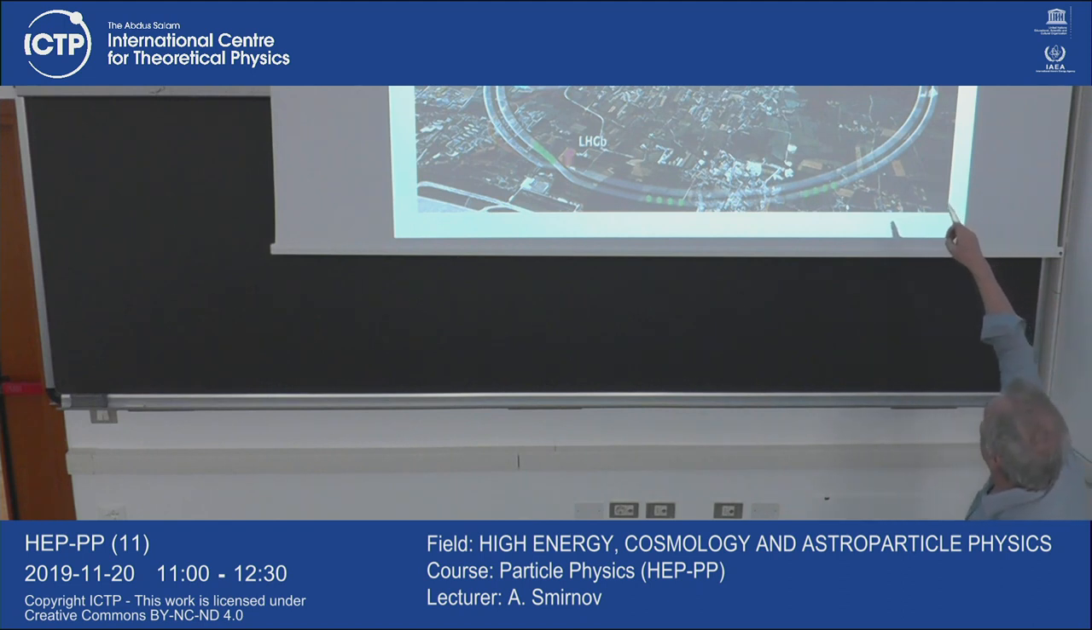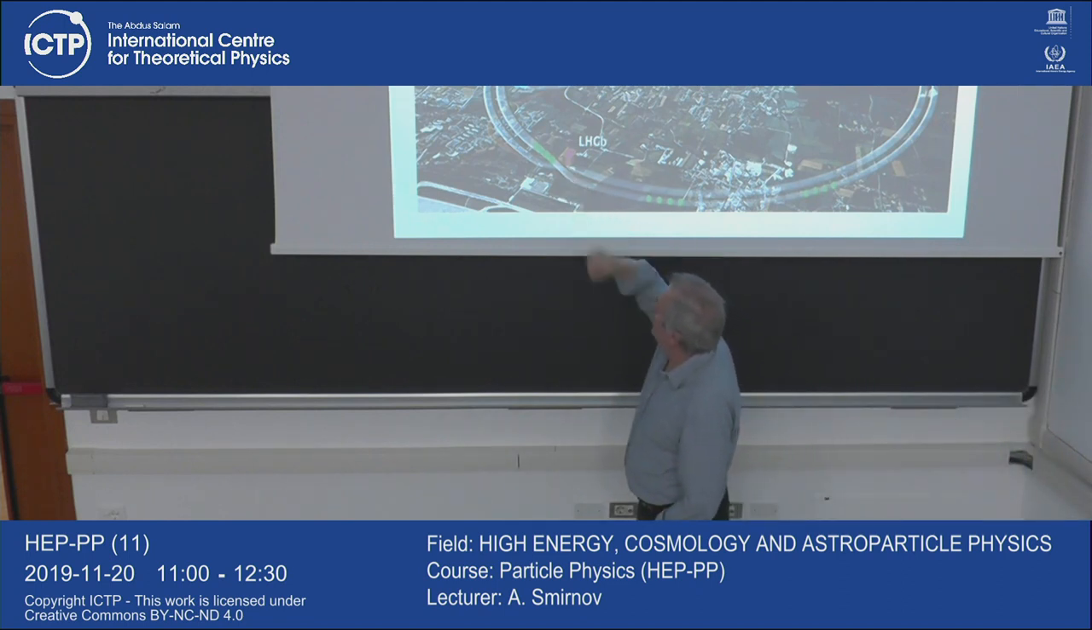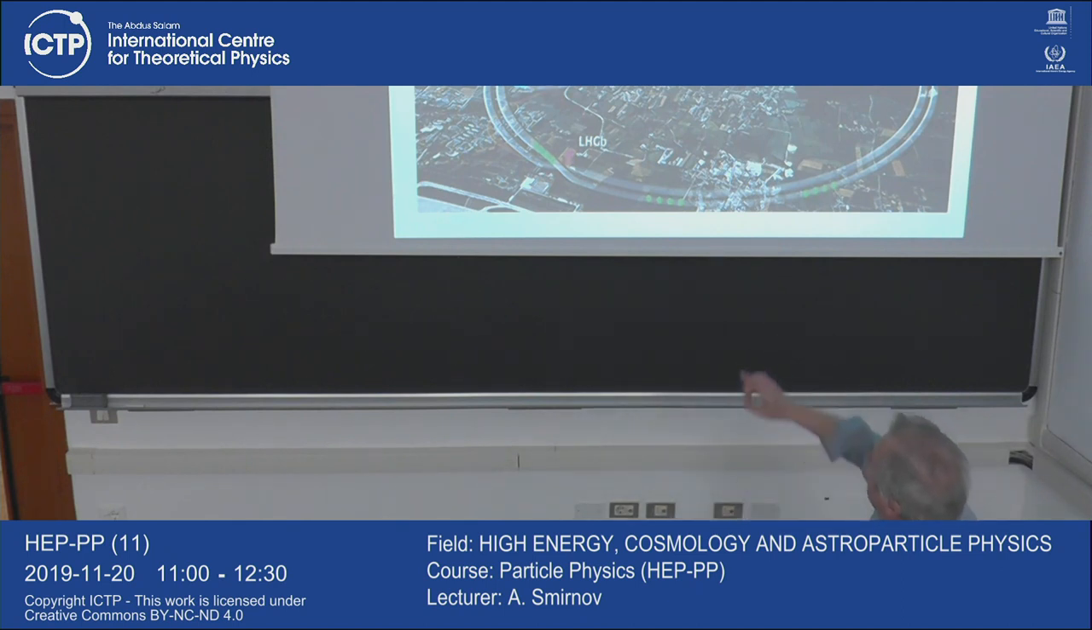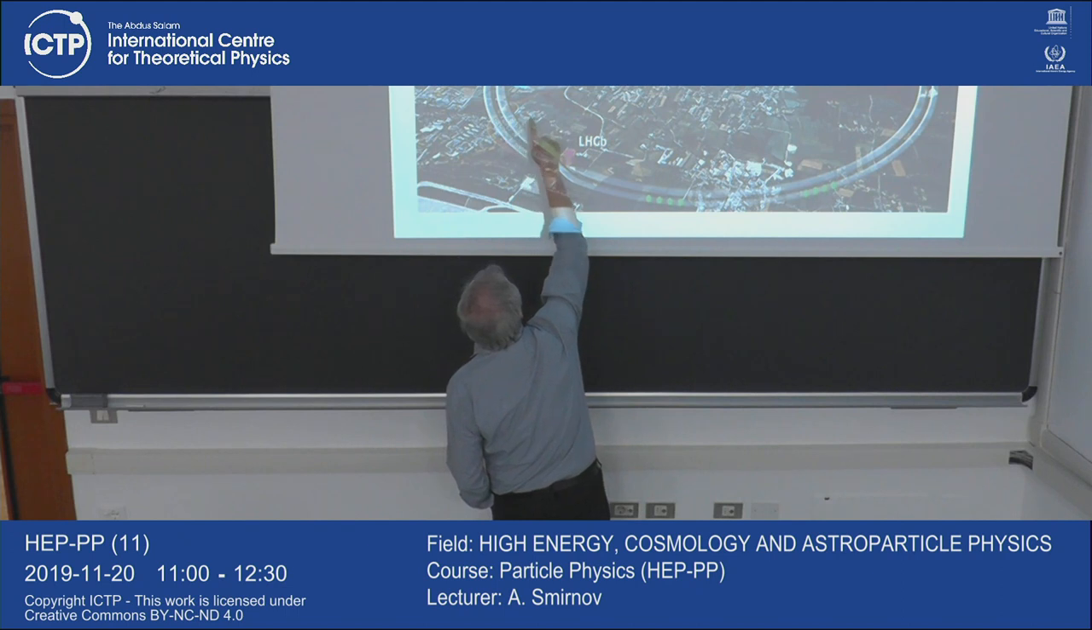And there are four places where you have an intersection of the rings. And in these places you put the detectors, and so you can study collisions. Now you see also here another accelerator, which is a pre-accelerator. This is the SPS, a synchrotron of smaller size.